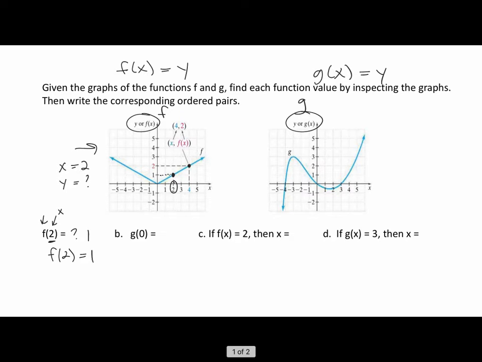And then I want to write the ordered pair as well. So first x, which is 2, and then y, which is 1. And that will be the ordered pair for that point.